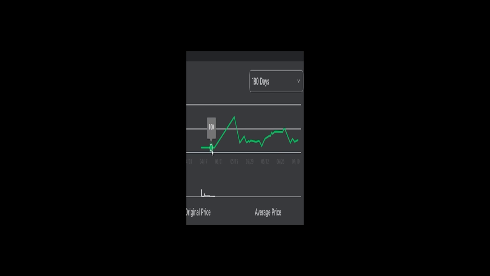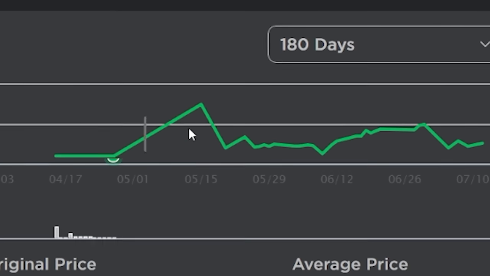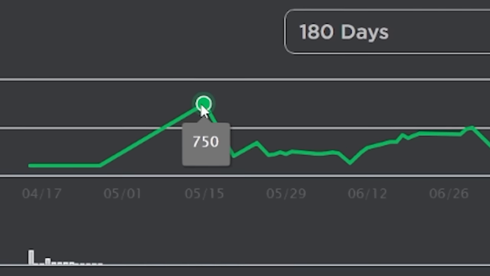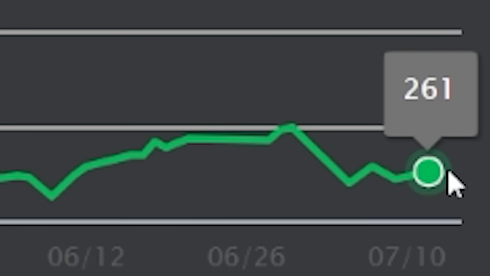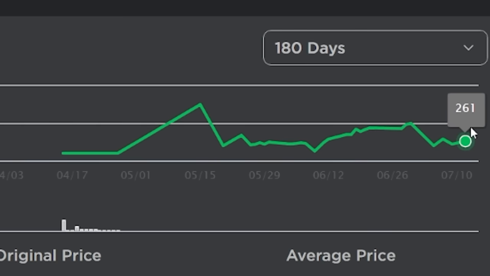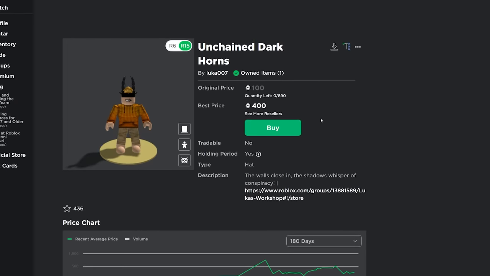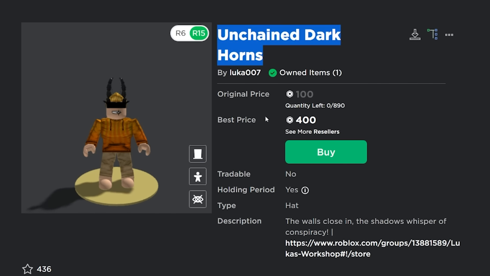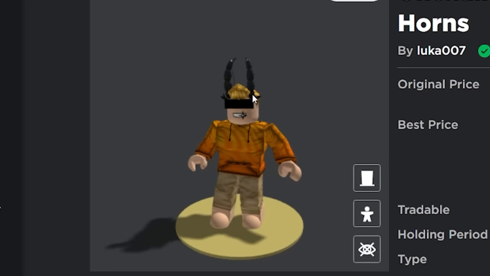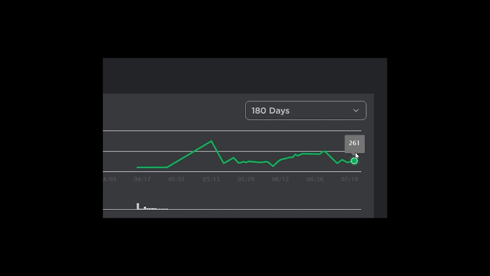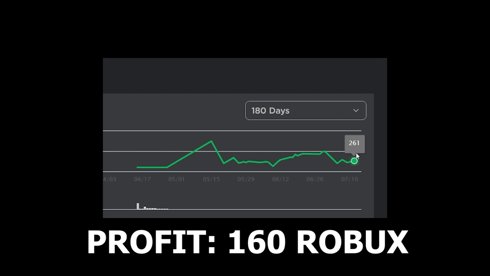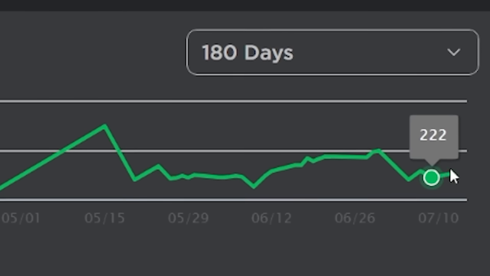Did I make money? I did not really, no. If I had sold it like 10 days after I bought it, I probably would have made some money right here. Right now it's selling for 261. I could still make 100 Robux profit from this. You know, not all is lost, but this is not a very good investment. The Unchained Dark Horns, very bad investment. Do not buy this. I'm sorry, Luca. Luca, they look nice, okay? I'll give you that, Luca. We made 160 Robux so far. I'm just gonna base it off of the most recent price and call it a day.